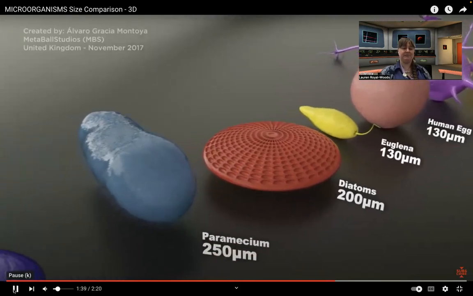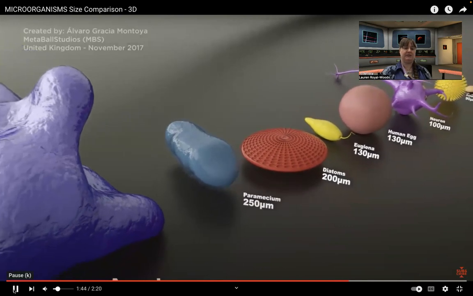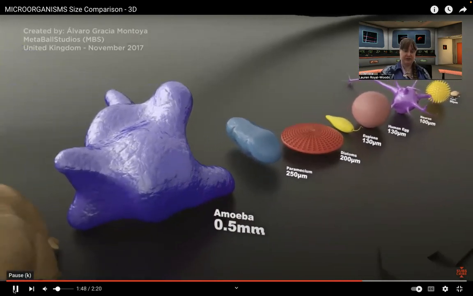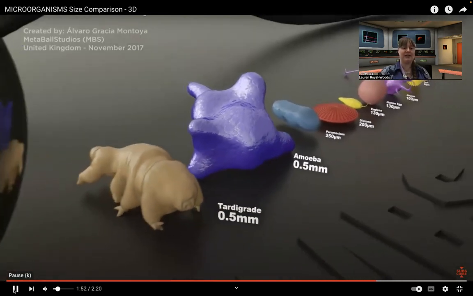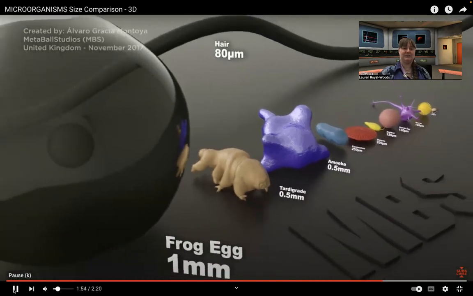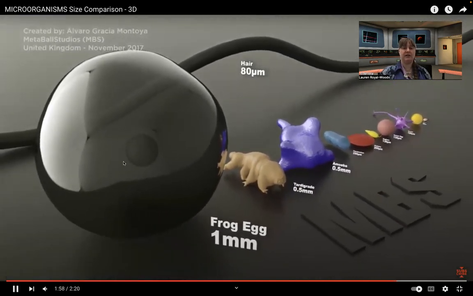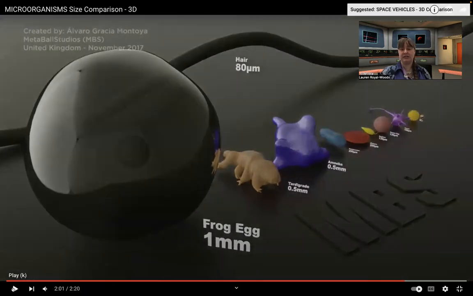And paramecium. Here's an amoeba. Keep in mind, none of these are actually the color he's got. He's just choosing here. And here's our tardigrade, our water bears. Technically, he's the dominant species on Earth. And a hare. A frog egg and a hare. Can you see the viruses anymore? No, you can't. So there you go.